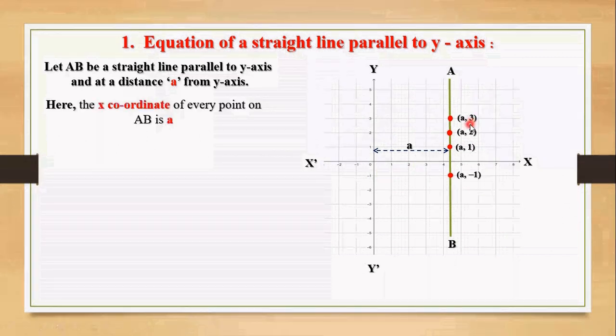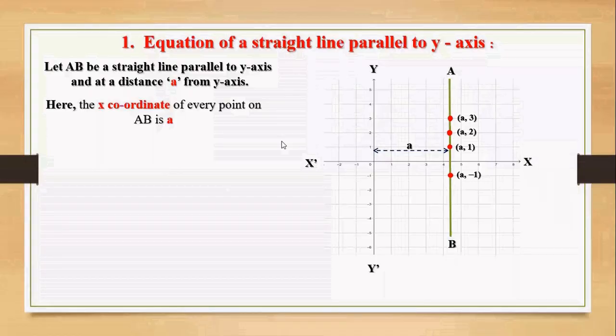Let's see the nature of each point on the line we have taken here. Here, the y coordinate varies, but the x coordinate is the same in all the points, which is equal to a. That a is the distance between the two parallel lines, that is y-axis and the line AB. So we have written it here. The x coordinate of every point on AB is a.